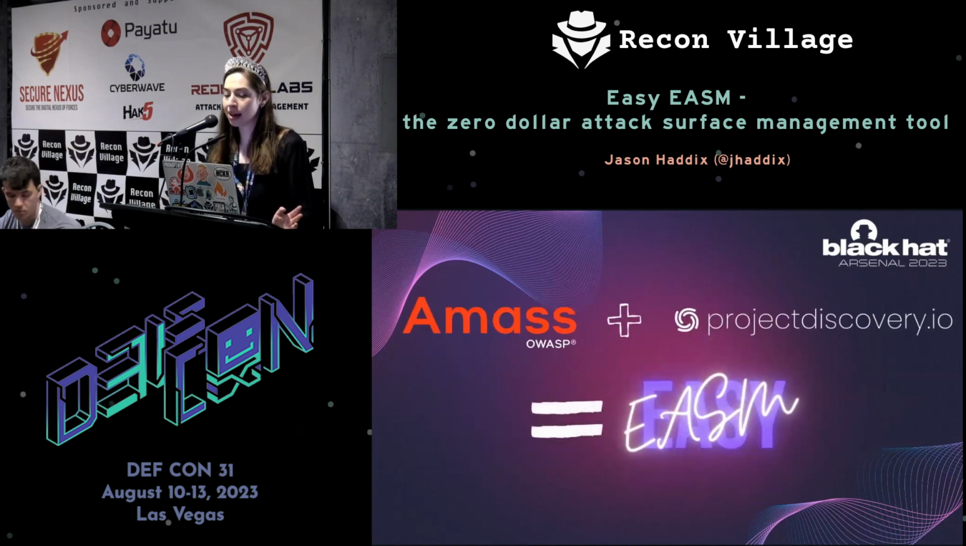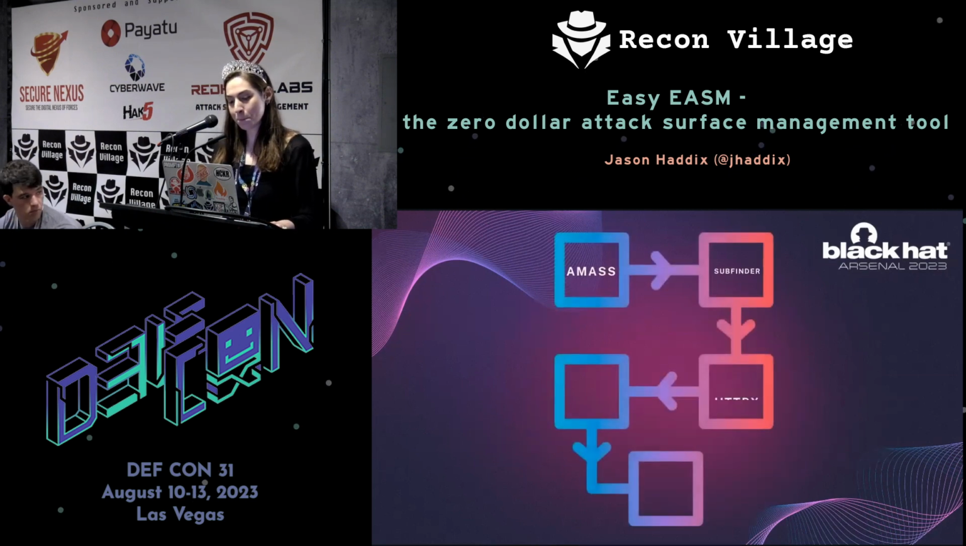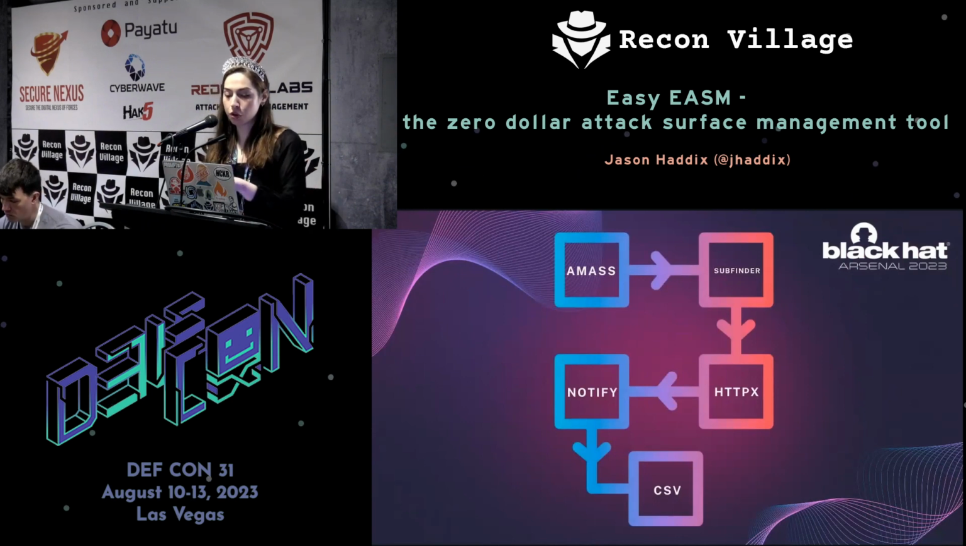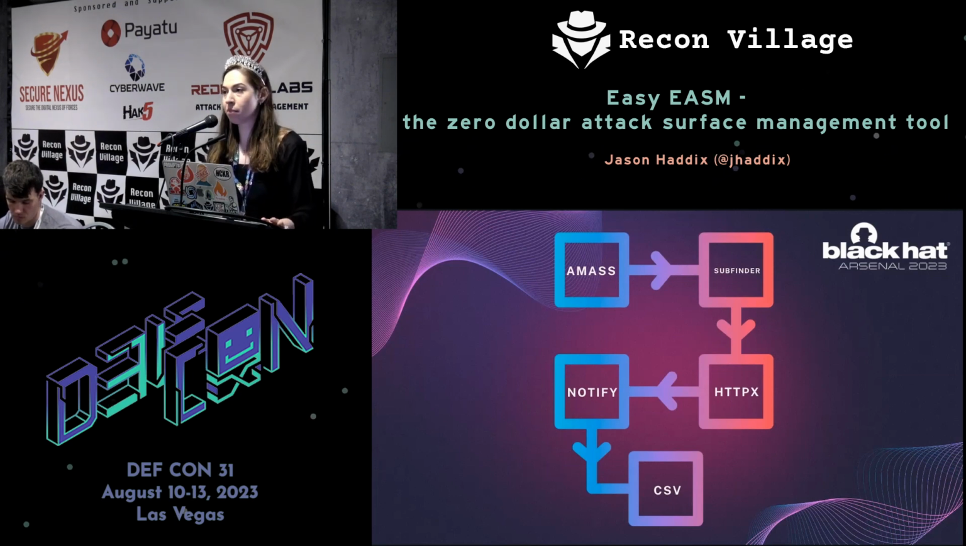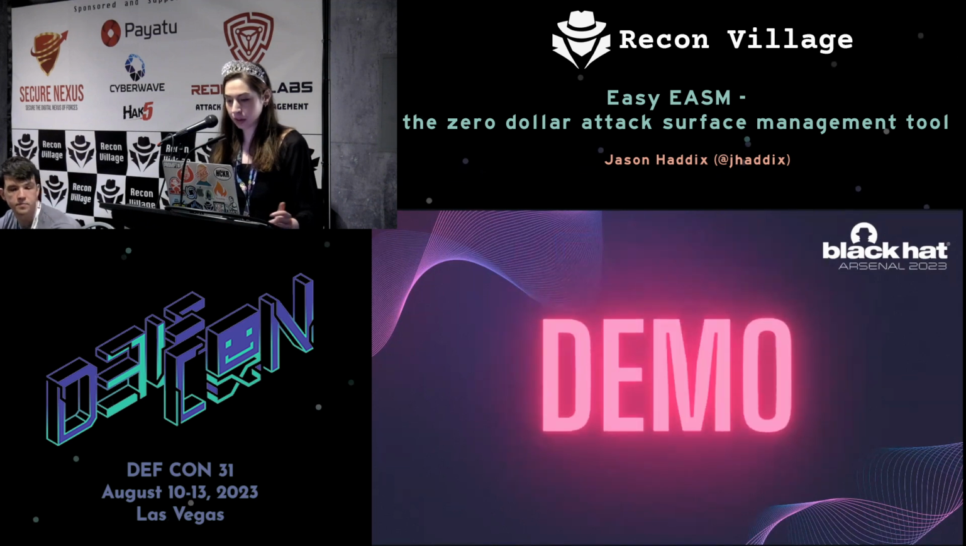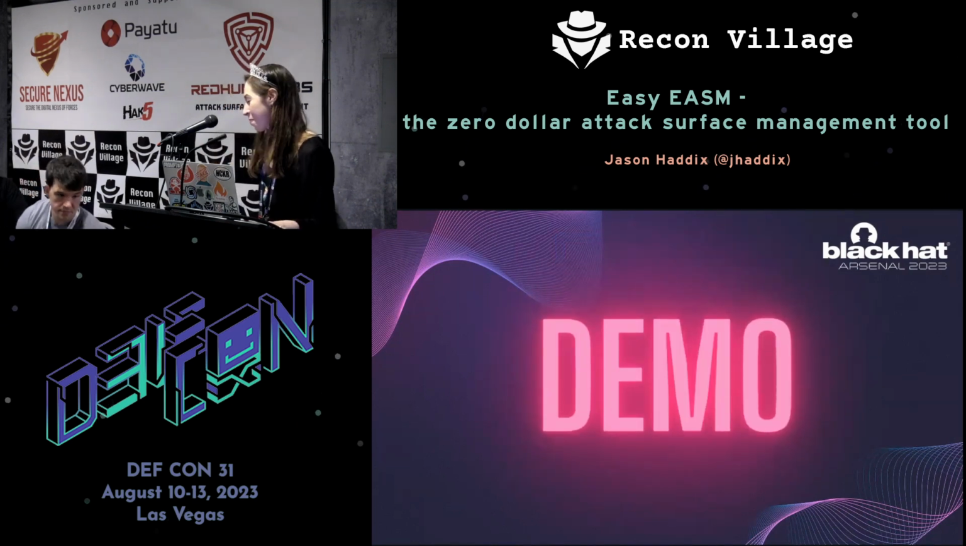So by using Amass and a few tools from projectdiscovery.io, we were able to create EasyEASM. Here you can see a little chart about what the tool does and what it uses, and you can see that it outputs a CSV file. That CSV file can then be imported into something or used for whatever you want, and it has information about all the domains. All right, now here's a demo.